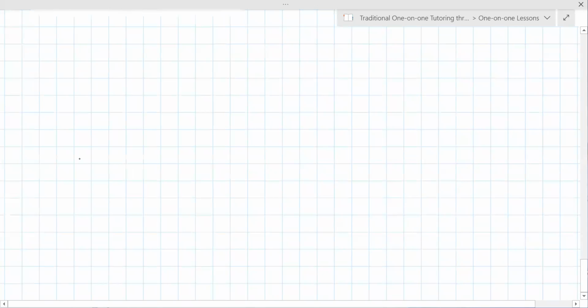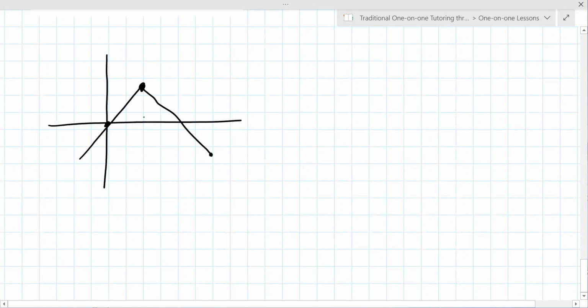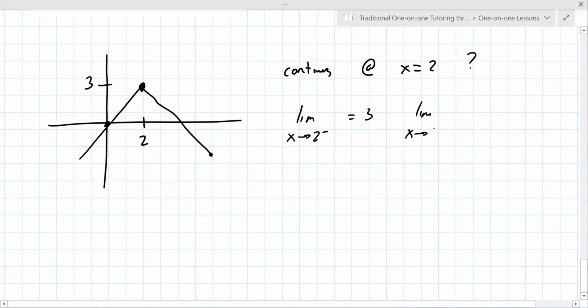Okay. So now let me draw a graph here. That's filled in. And let me just make some errors. This is 2 and this is 3. Is it continuous at x equals 2? Yes. The limit as x approaches 2 from the left is 3. The limit as x approaches 2 from the right is 3. F of 2 is 3. Okay, we can now talk about the next thing, which is, is it differentiable?